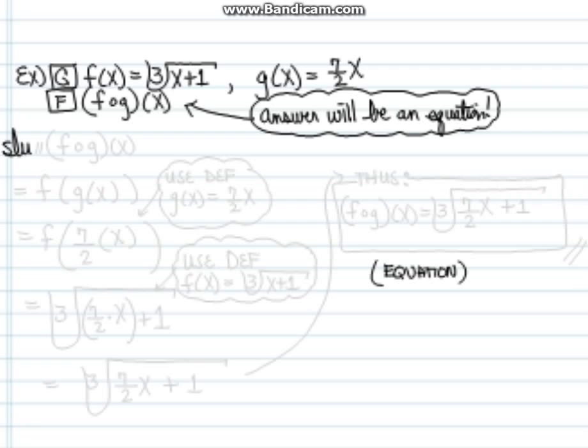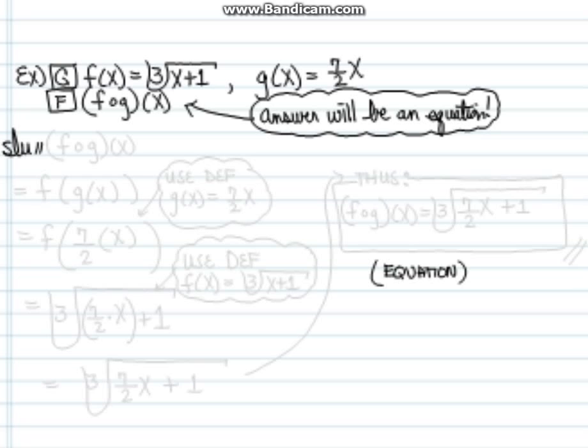Now look, there's no value inserted in the find section for x. It's just f composite g of x. So we know our answer is going to be an equation. It's going to be a function. It's not necessarily going to give us a number like it would if x were given to us to equal a number, like f composite g of 2. That's not what we have. We have f composite g of x.